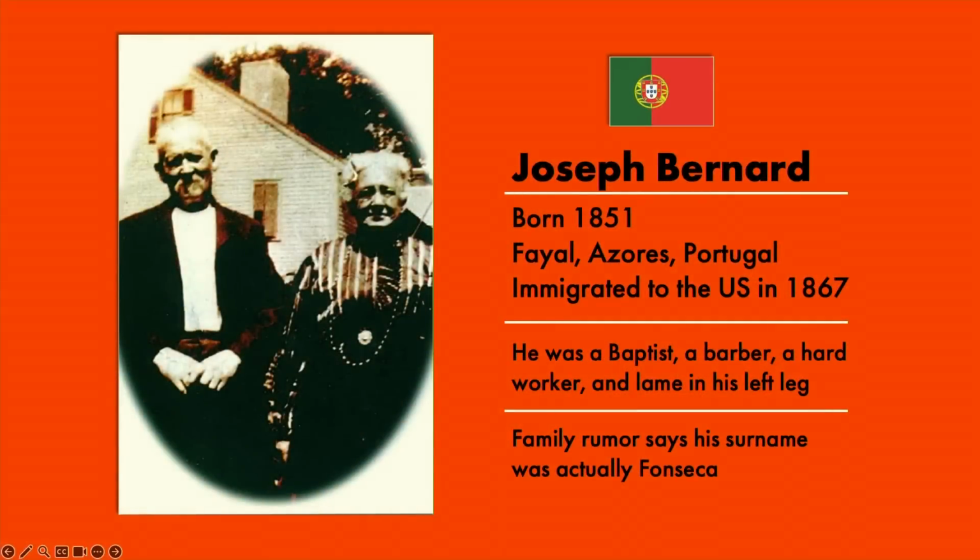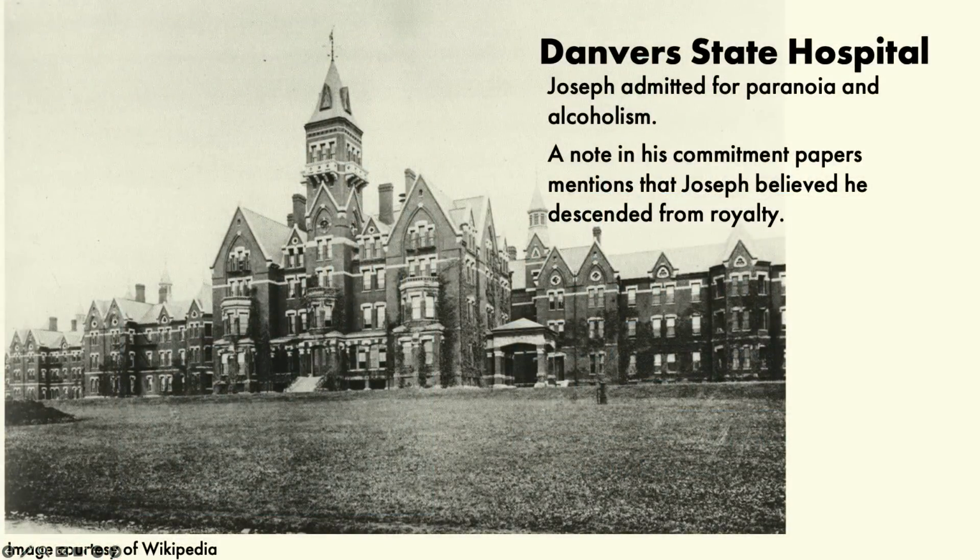So this guy, Joseph Bernard, born 1851 in the Azores in Portugal, immigrated to the United States in 1867. Ed tells me he was a Baptist, a barber, a hard worker, and lame in his left leg. Isn't that cool to know that much about your ancestor? I think it's fantastic. Family rumor says his surname was actually Fonseca. Later in Joseph's life, he was committed to the Danvers State Hospital for alcoholism and paranoia. And a note in his commitment papers mentions that Joseph believed he was descended from royalty.